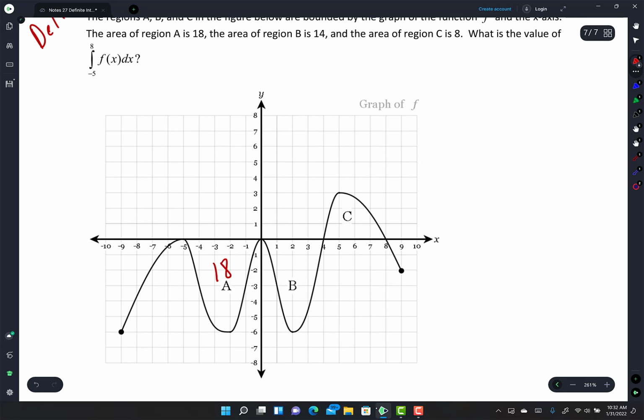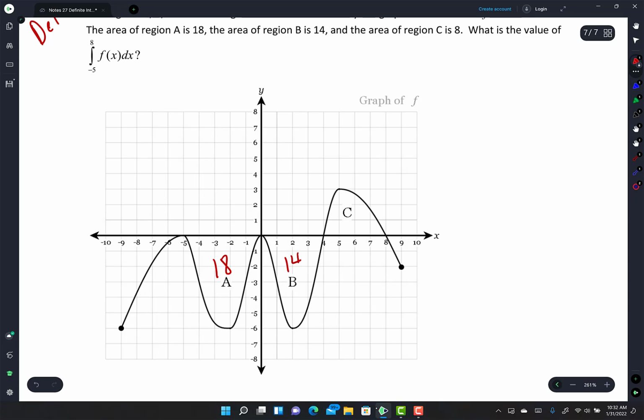The area of region B is 14, so I put 14 right there. And the area of region C is 8. What's up? So would it be negative? Oh, area, if they just say area, it's the absolute value. So just keep it positive if they say area. Now, if they say signed area, then you would say -18, -14.